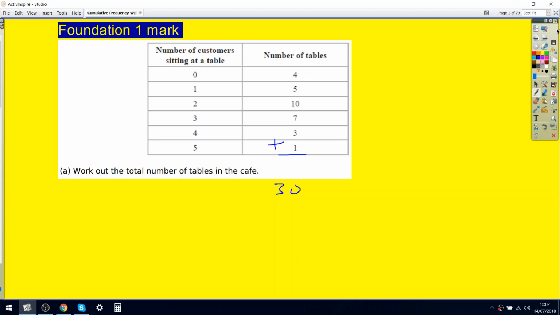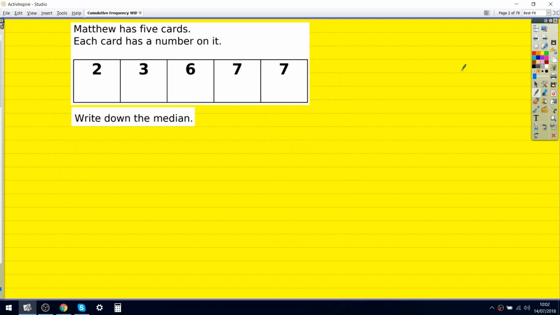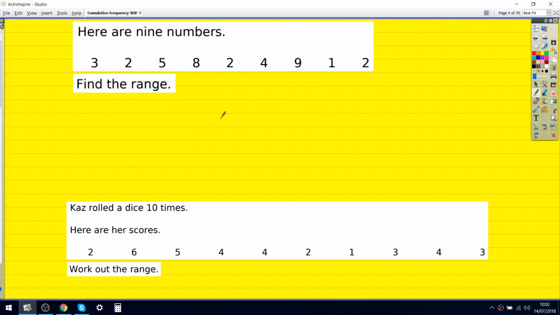What is the median of these numbers? 6. Yeah. What is the range of these numbers? 8. Yeah.